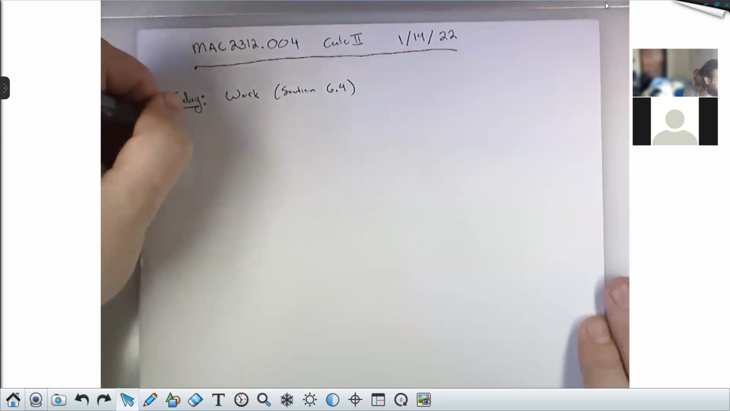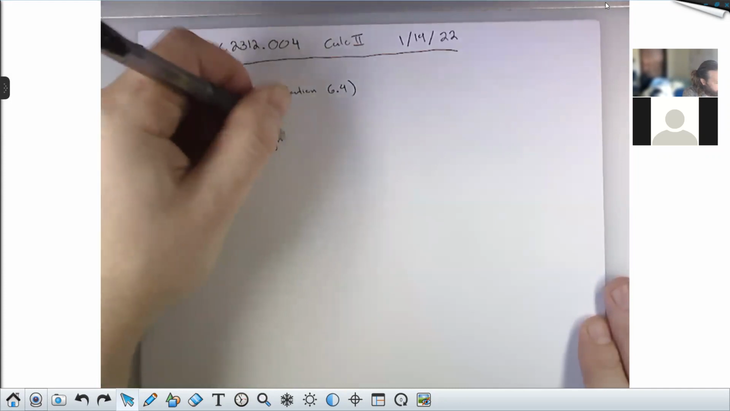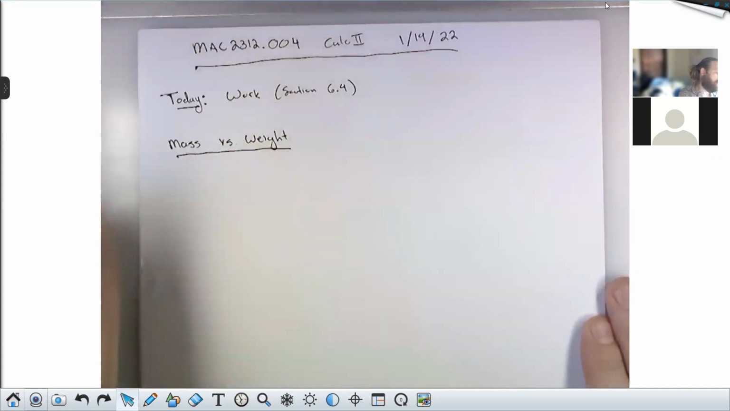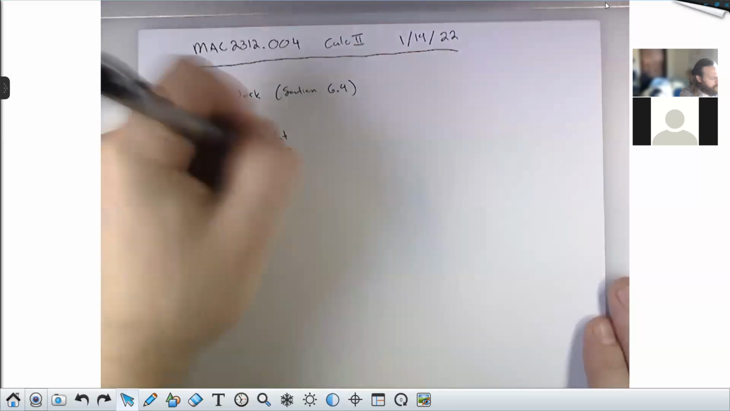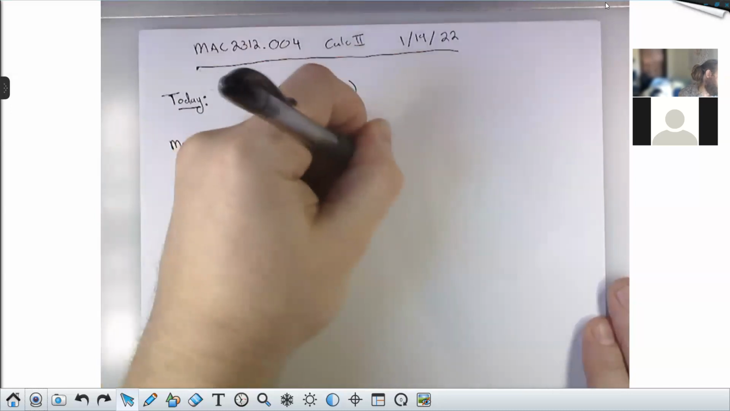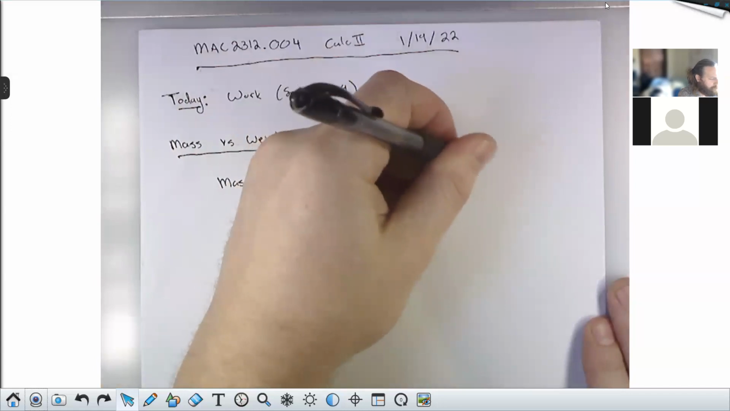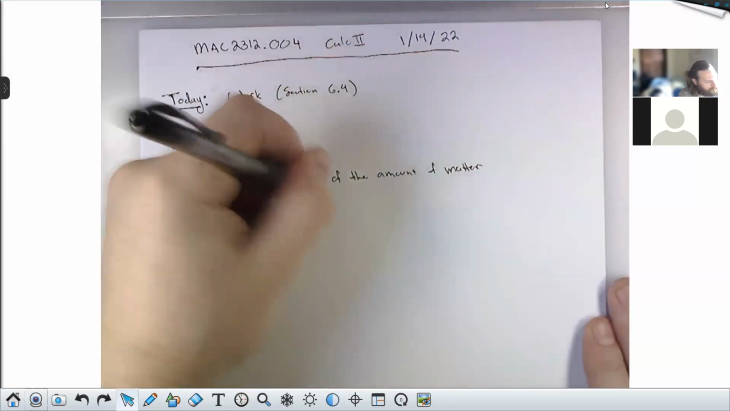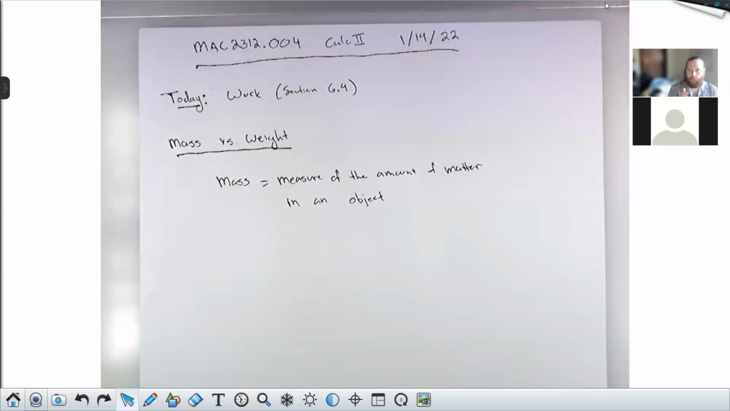So, a little discussion of mass versus weight. Mass formally is the measure of the amount of matter in an object. The amount of stuff that's there. And by stuff, what I mean is protons, neutrons, electrons, right? At the atomic and subatomic scale, it's the amount of stuff that's there.